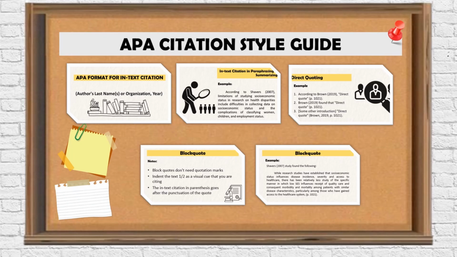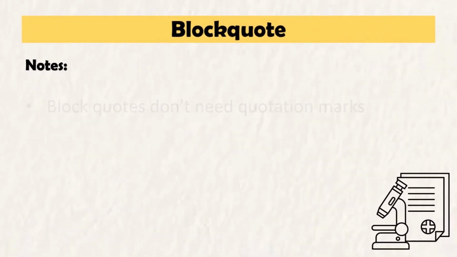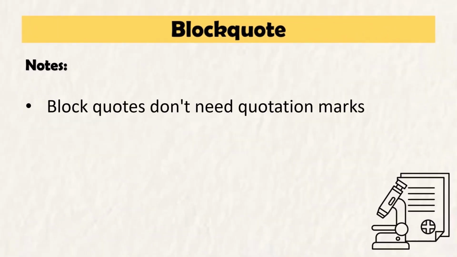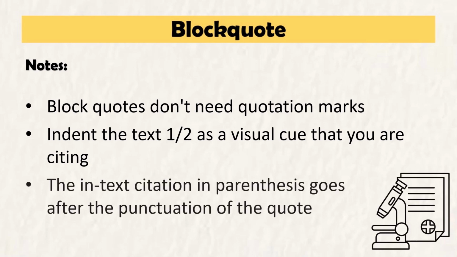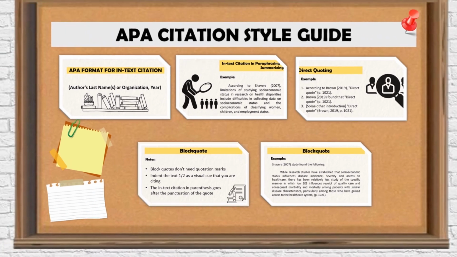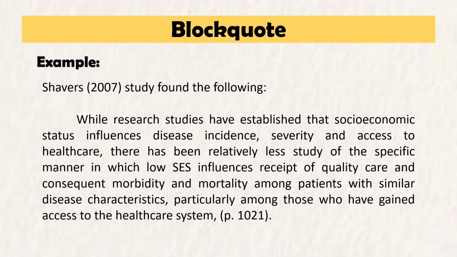Here are some examples of direct quoting. In paraphrasing, you must directly quote more than 40 words and use it as a block quote. Block quotes don't need quotation marks. Instead, indent the text half-inch as a visual cue that you are citing. The in-text citation in parentheses go after the punctuation of the quote. Here's an example of block quote.